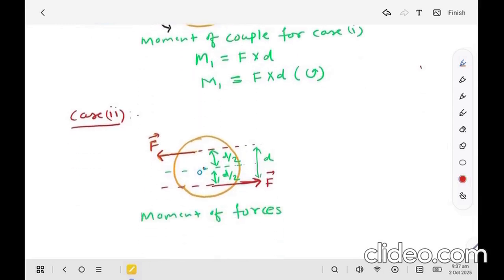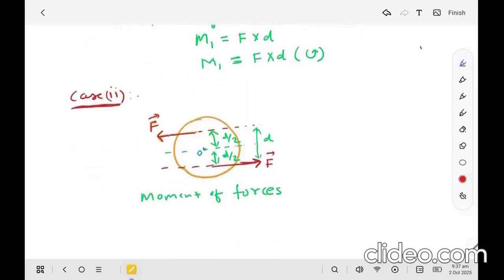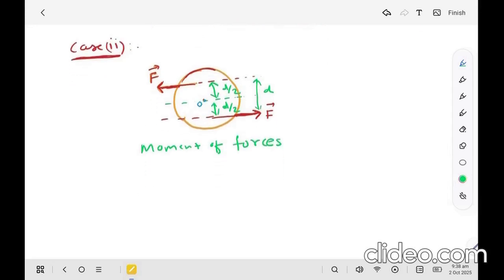Now consider case 2 for the same object. Again, the same body, and a couple is acting on the body. This is a similar case to what I discussed. Now we can also estimate the moment of forces.